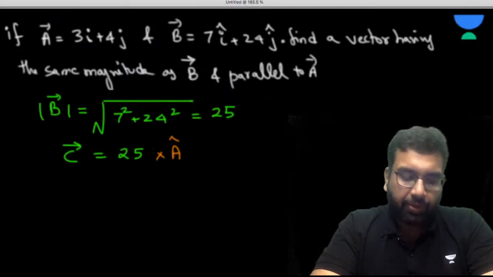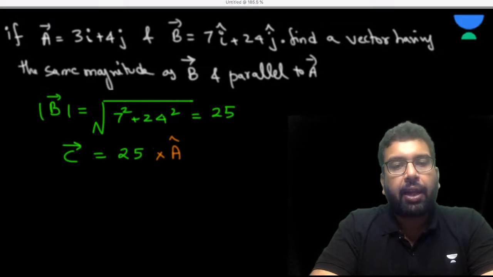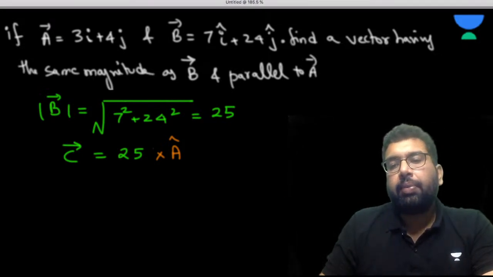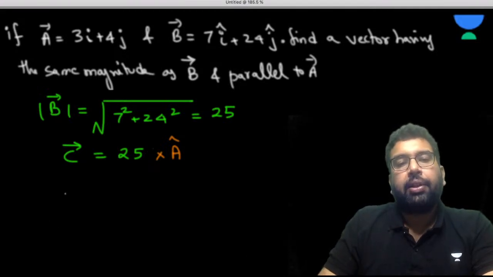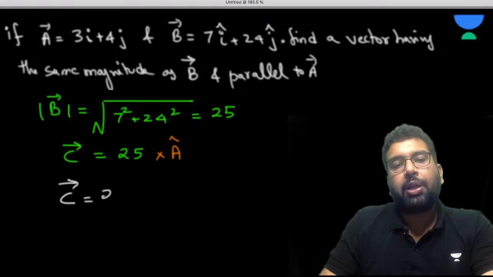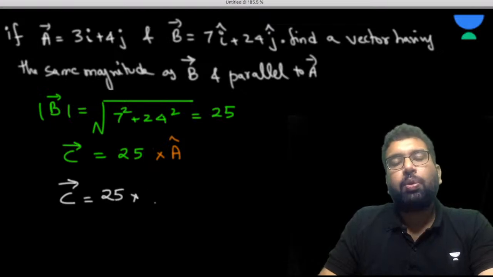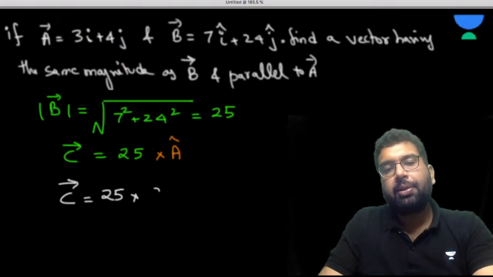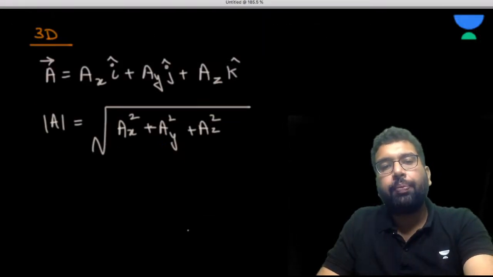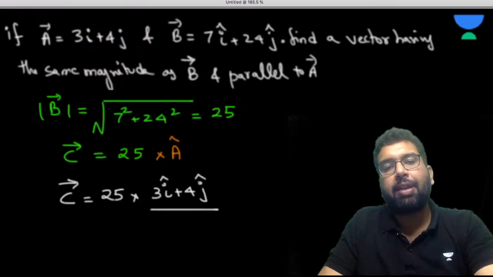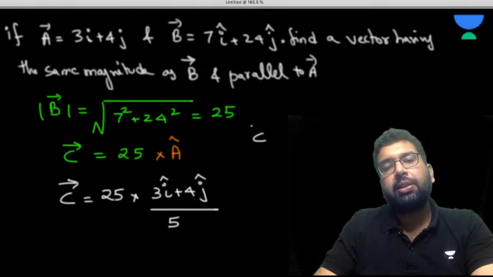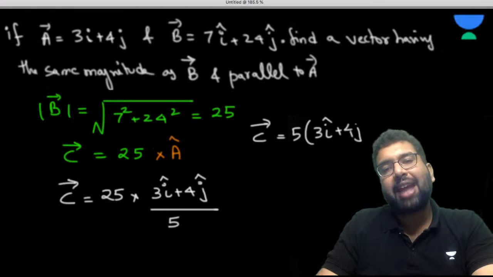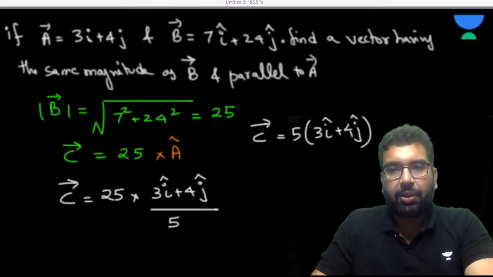So what we can do, sir, we can put this back here. So the C vector is going to become 25 into A cap. A cap we have just calculated: it is going to be 3I cap plus 4J cap upon 5. So this is the C vector, and this is going to be 5 times 3I cap plus 4J cap. Understood, beta? I hope it is fine to everyone.